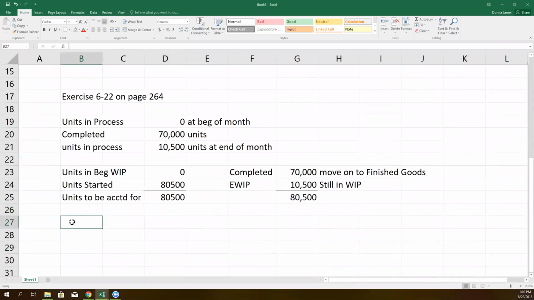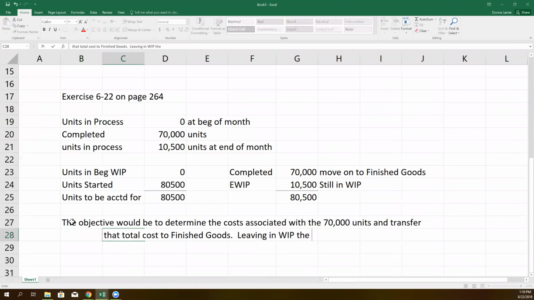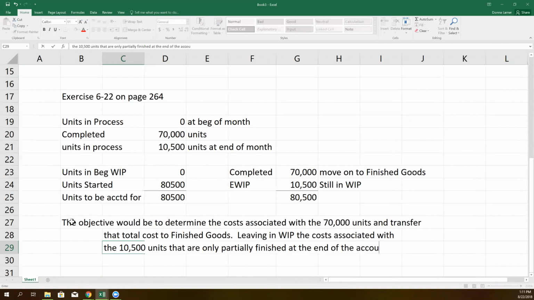If this problem had asked you to go farther, the objective, I guess is a good way to say it, would be to determine the costs associated with the 70,000 units and transfer that total cost to finished goods, leaving in work in process the costs associated with the 10,500 units that are only partially finished at the end of the accounting period. This problem doesn't ask you to go any farther.